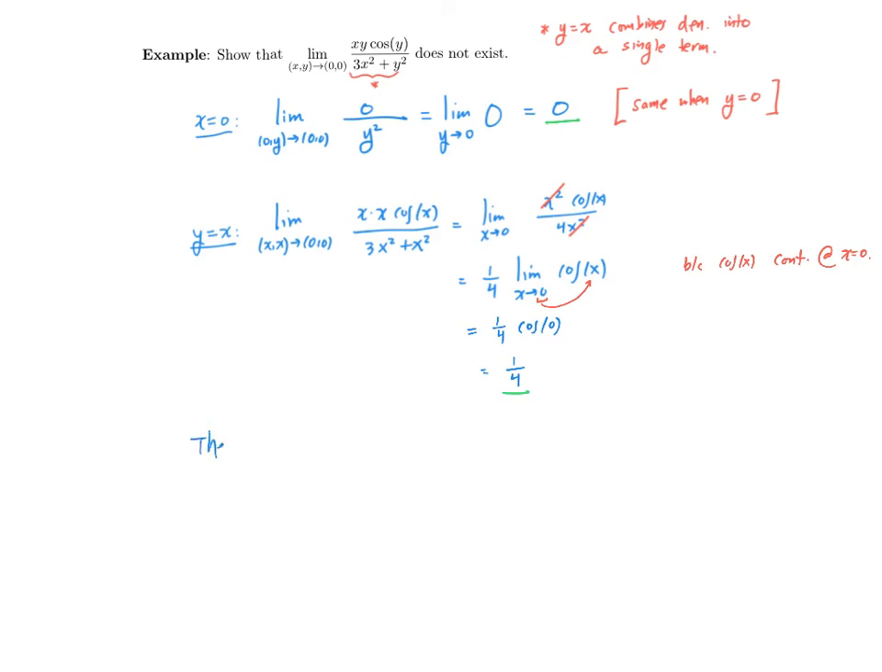So our conclusion is that the limit of interest, (x,y) approaches (0,0), of xy cosine y over 3x squared plus y squared does not exist.